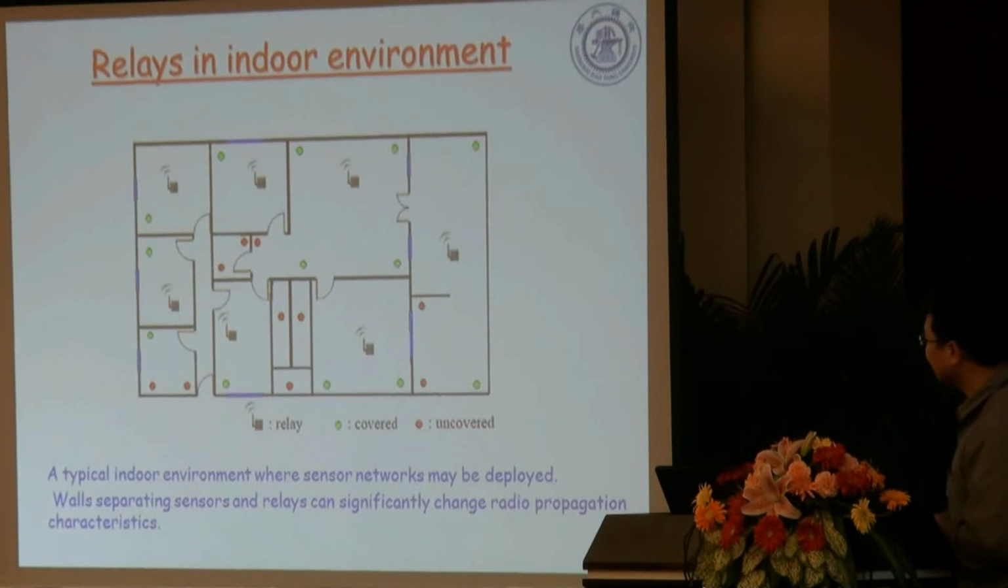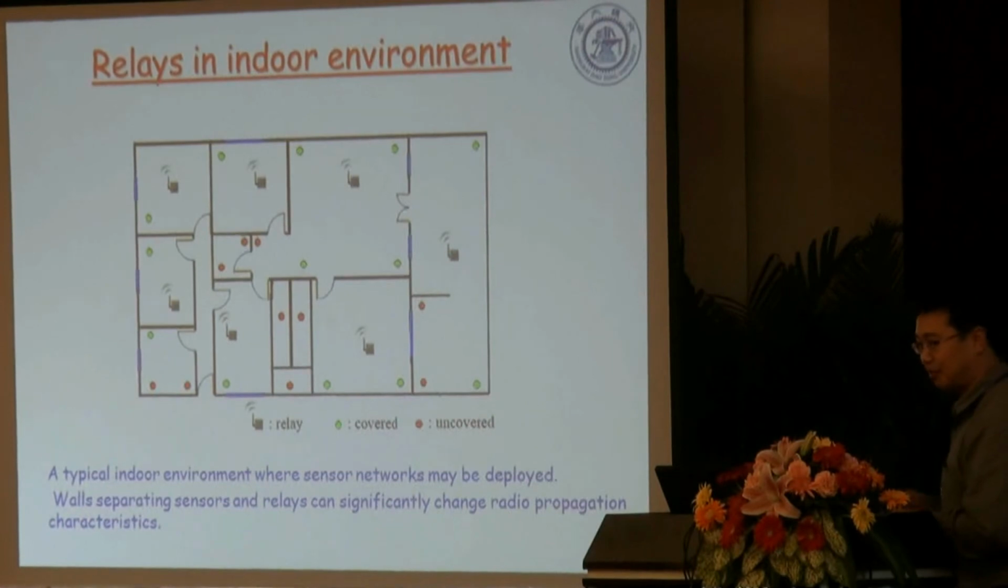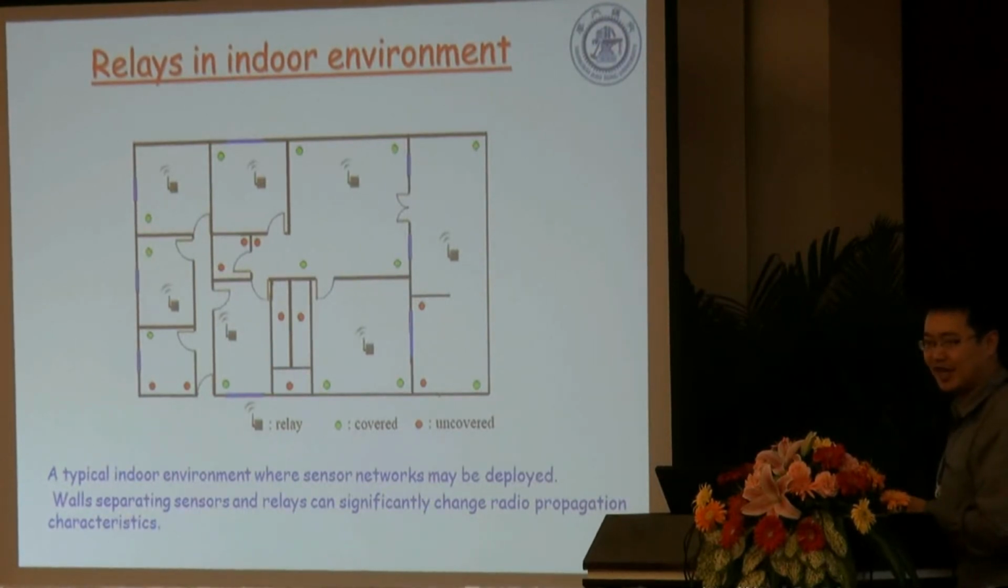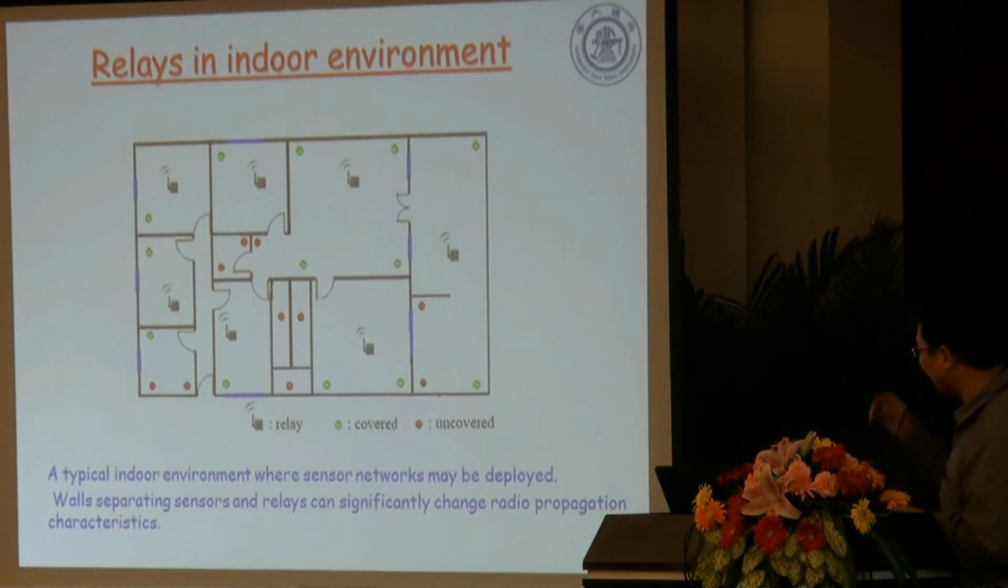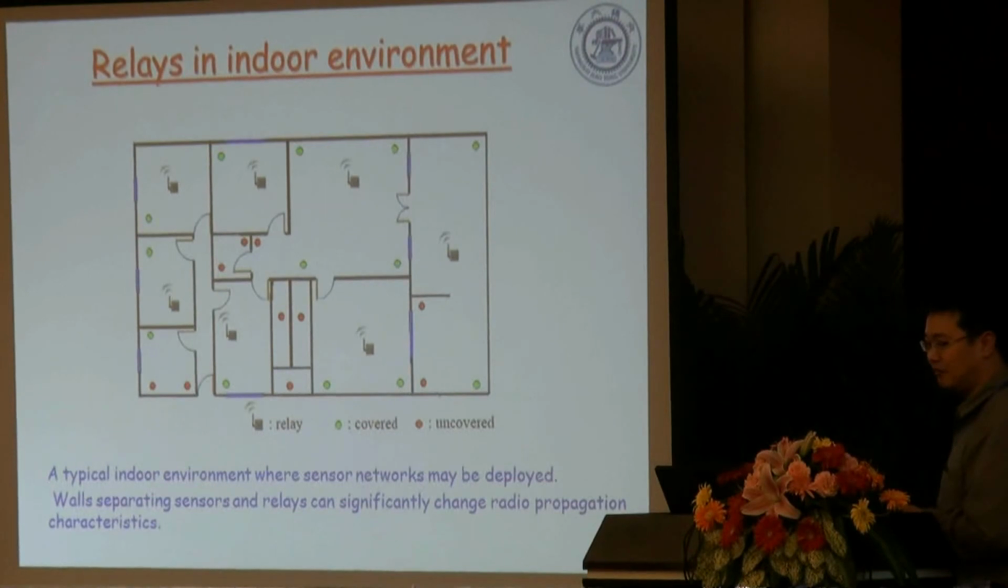Then how are we going to deploy the relays? The main problem is that in the indoor environment, the radio propagation model is very complex. It is usually irregular. So we are solving this problem: we are trying to minimize the number of deployed relays, and also maximize the points in the indoor environment where the sensor can be deployed.